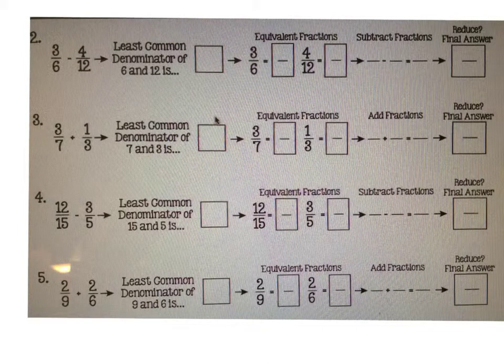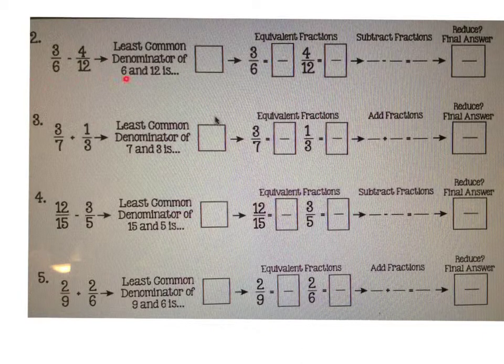Today we're going to look at how to add and subtract fractions when the denominators are different. So here we see 6 and 12. You must have the same denominators in order to add and subtract fractions. So if they're not the same, as in this case with the 6 and 12, then there's a couple of steps that you have to do before you can actually add or subtract.